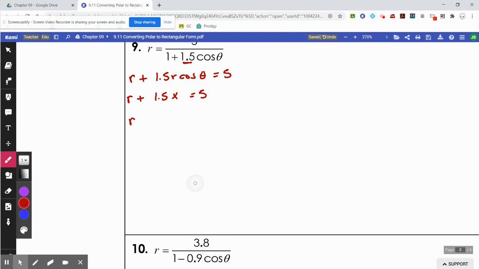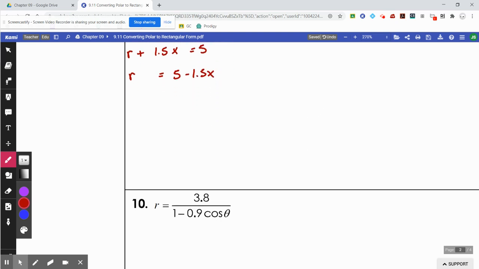Let's isolate our r by moving the 1.5x over. So you have 5 minus 1.5x. Square both sides gives you r squared is equal to 25 minus 15x plus 2.25x squared. We can now replace r squared with x squared plus y squared equals the same.